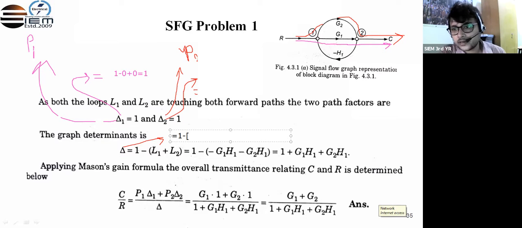So what is the gain of loop L1? That is minus GH1. Plus another loop, minus GH2, plus the sum of the product of all possible combinations of two non-touching loops.